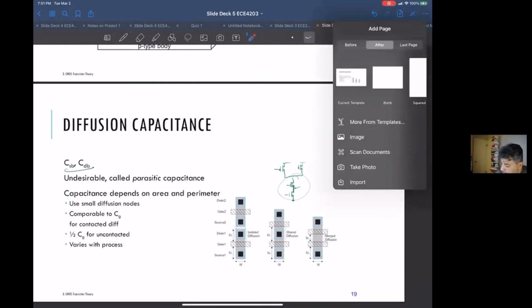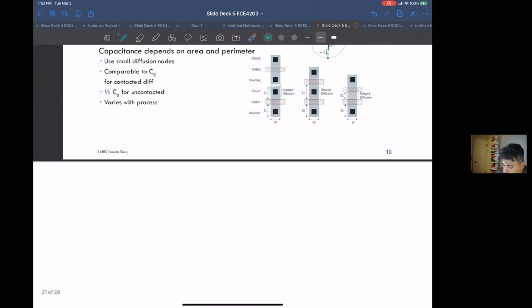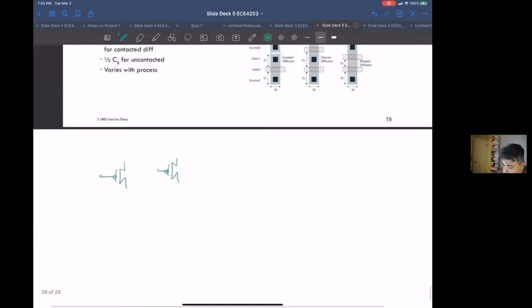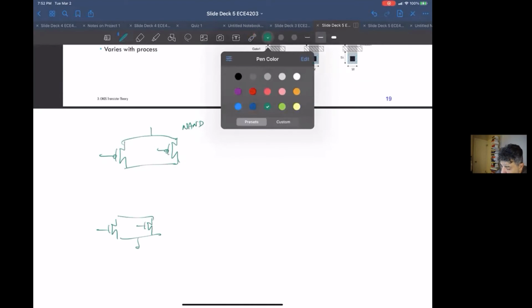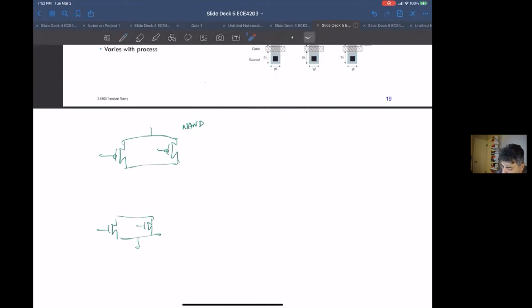Okay, and then there's another method, which I don't seem to have a slide for, so I'll try to draw it for you guys. Let's say you had two parallel devices, like I do with the PMOSFETs of a NAND gate pull up, or with the NMOSFETs of a NOR pull down. They're parallel devices. What I can do is merge one of these points. I can basically draw them like this, and then I have two gates.